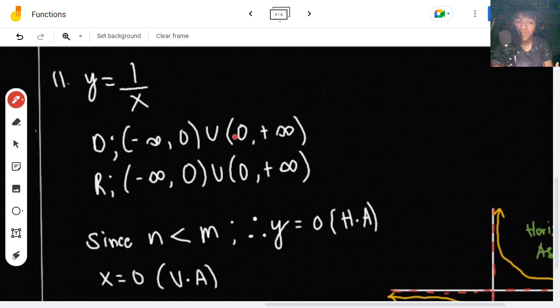Now this is the parent function, actually, of the rational function, 1 over x. Now again, x cannot be equal to 0, since it will be undefined. So this is how the domain works, as well as the range, since y cannot be 0.